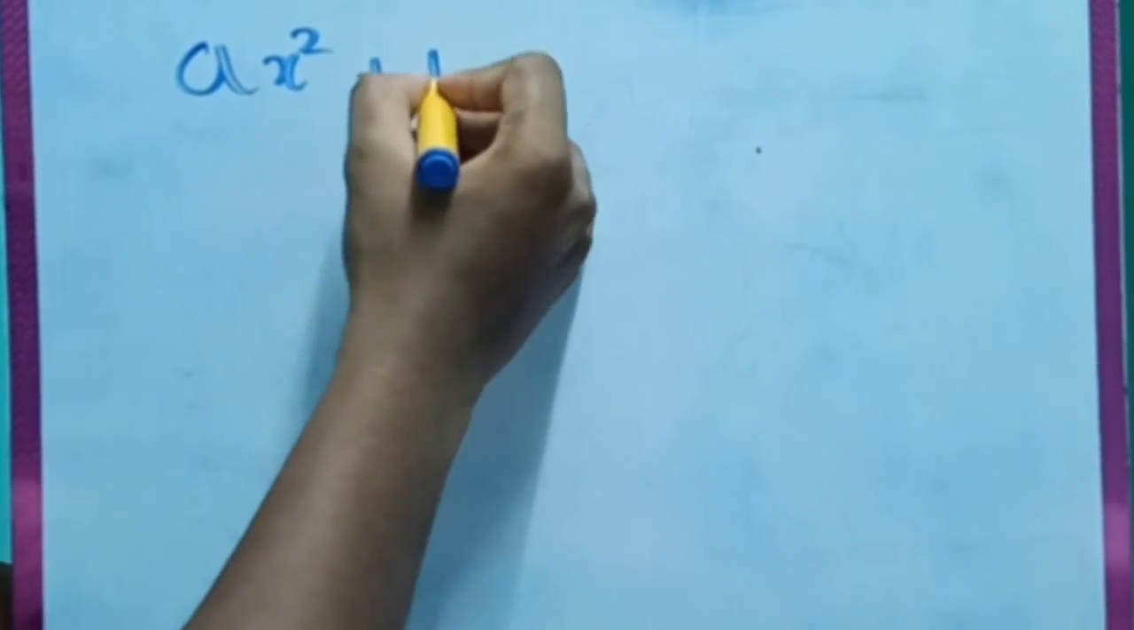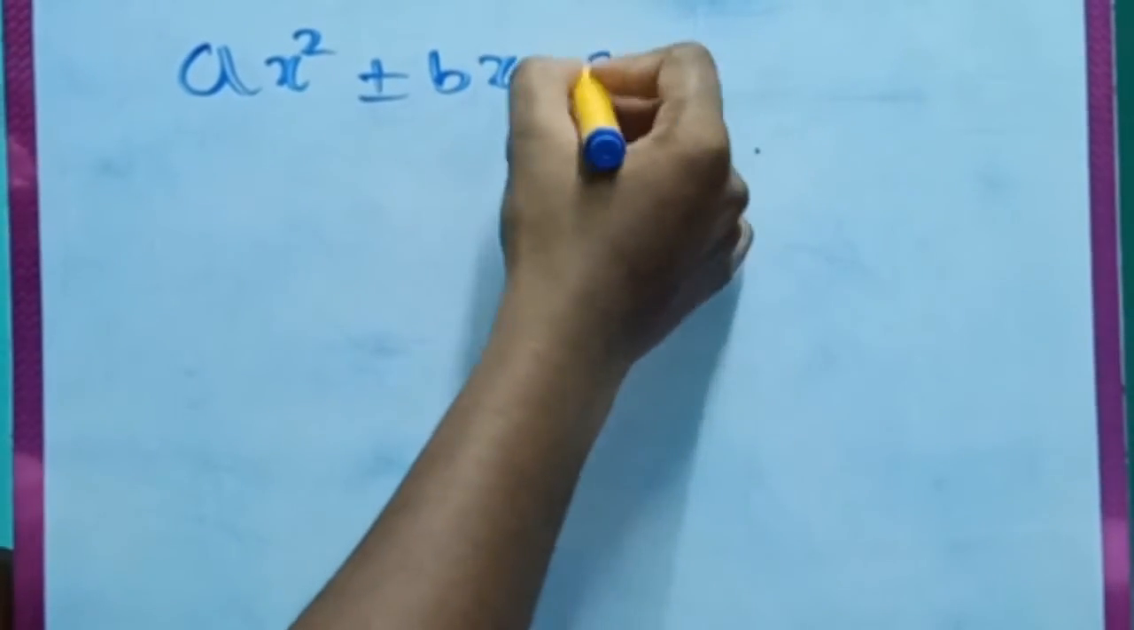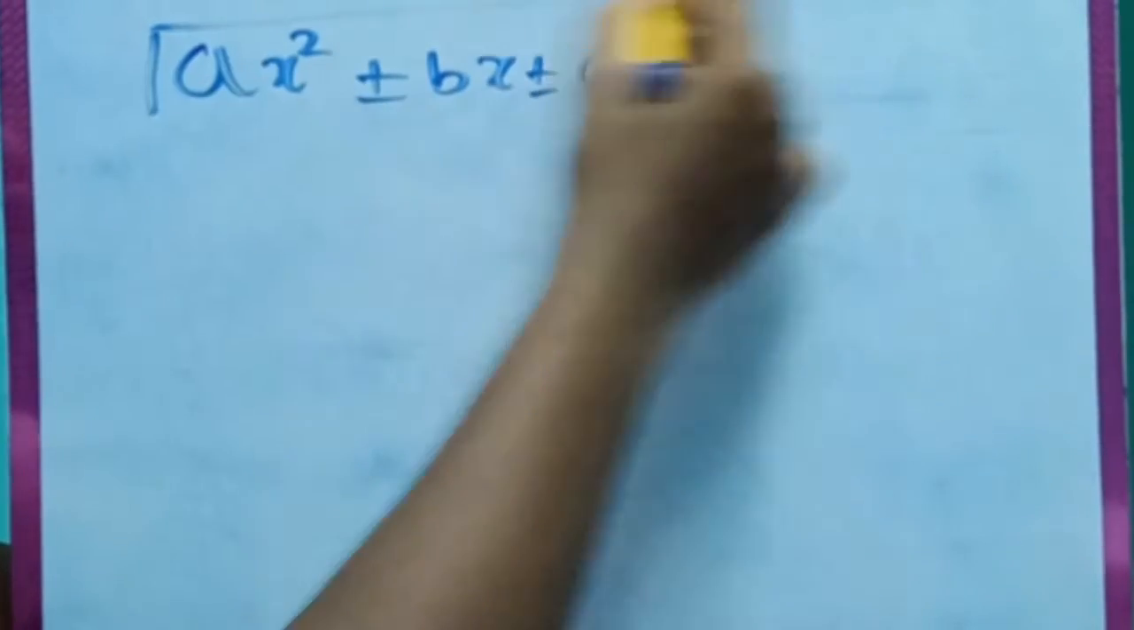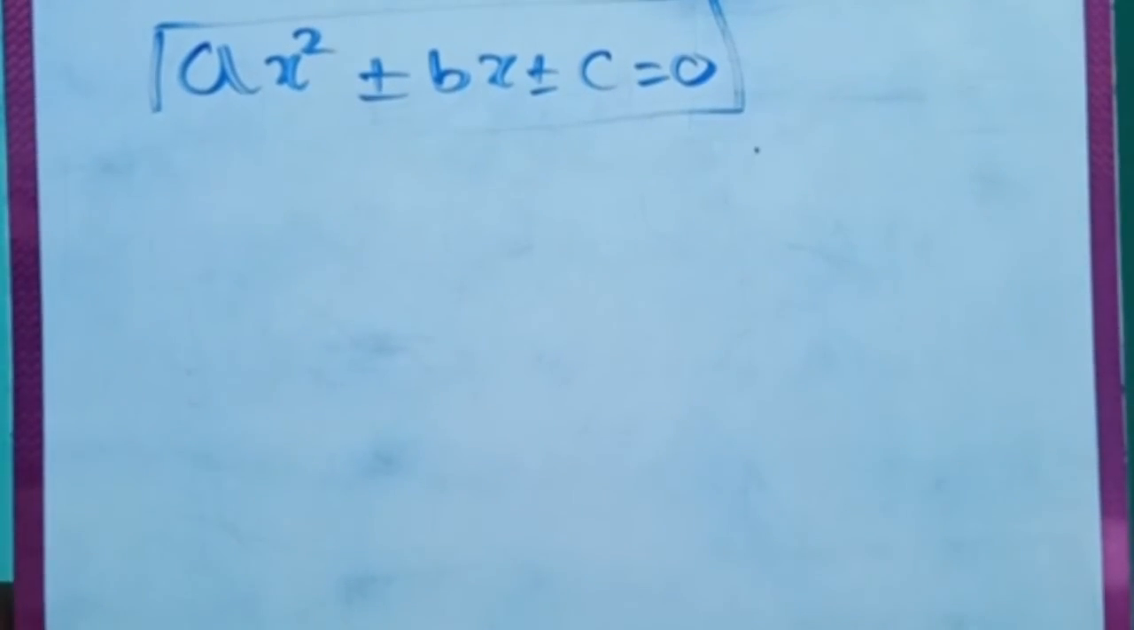So friends, let's move on to our real topic, quadratic equations. First of all, I would like to ask you a very childish question, what we studied in our school days. What is a quadratic equation? A quadratic equation is nothing but an equation in the form of ax squared plus or minus bx plus or minus c equals 0, which is considered a quadratic equation, right?